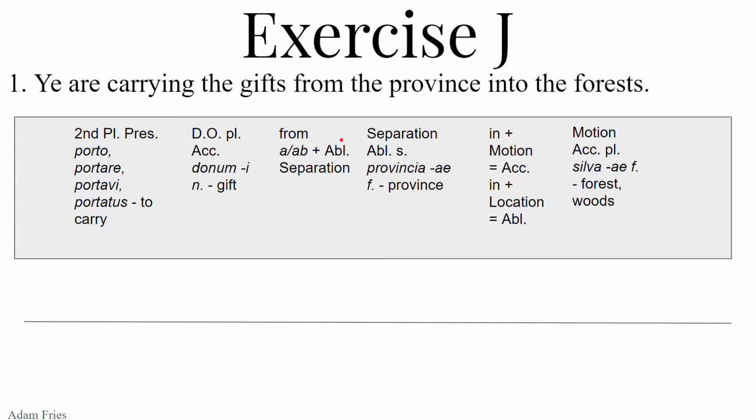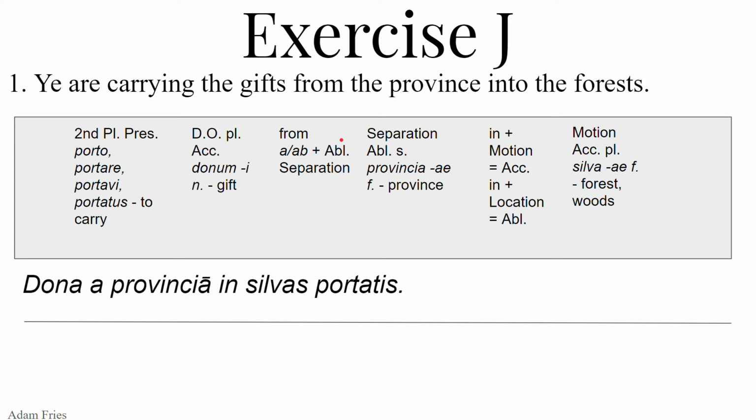Silvas. So altogether, something like dona a provincia in silvas portatis. Dona, the accusative direct object, a plus the ablative of separation from the province, in plus the accusative plural of motion towards, into the forest, portatis, y'all are carrying. Just like with algebra, when you solve the equation, you get x. You can plug x back into the equation to see if it works out properly, and it does. So y'all carry gifts from the province into the forest. Optime, excellent. This is pod racing.